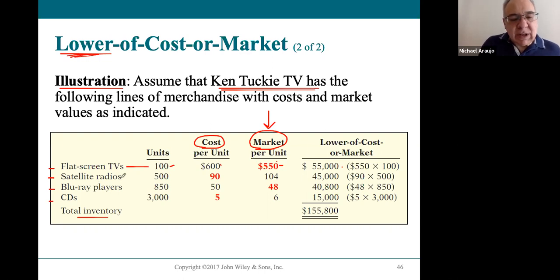Please pay attention. We got 500 of them there satellite radios. We paid $90 for them. That's our cost. If we bought them again today, it cost $104. So we're going to use the lower of the cost or market, which in this case is the $90 cost. So each of these 500 radios is worth $90. So we have $45,000 worth of radios.